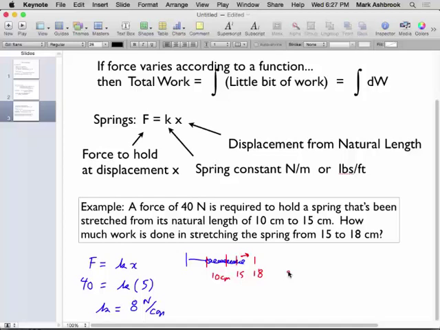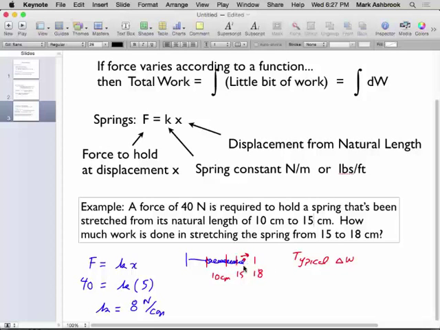So how are we going to figure out how much work it takes to do that? Because as soon as you stretch it a little bit further, it's a bigger force that you have to pull against. So every time you move it a little bit, your force gets bigger. So what are we going to do? We're going to do a typical amount of work. So what will the typical little amount of work be?